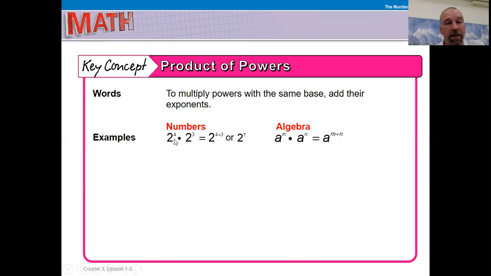So you see when the common base is 2, the exponents are 4 and 3. So that means there are 4 2's here, 3 2's here. 4 plus 3 gives me a grand total of 7 2's. Works the same for variables. If I don't know how many a's I have here, and I don't know how many a's I have here, I do know that I'm going to put them together and add how many there are to get a total exponent for the a's.